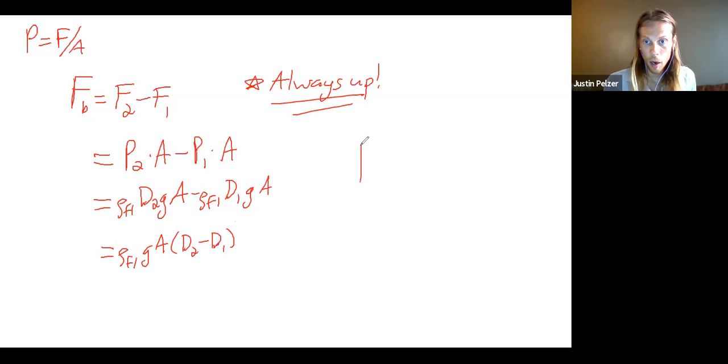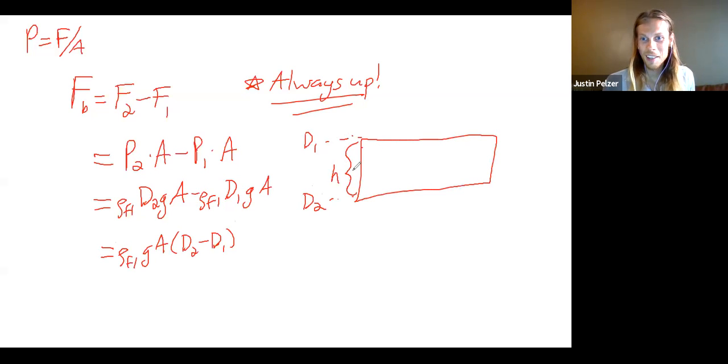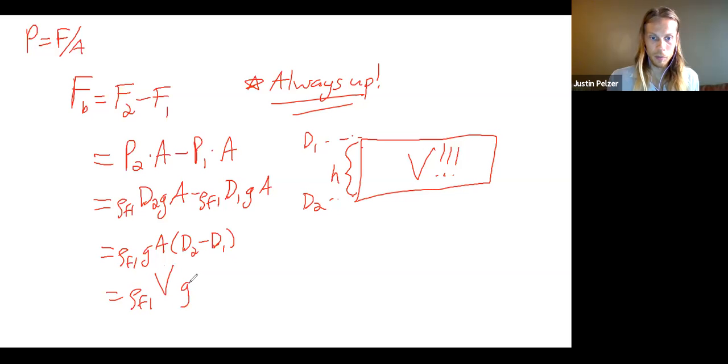And if we redraw our object, sorry for the coarse drawing, this is d1, this is d2. The difference between them, this is the aha moment, is the height. What's area times height, everybody? Volume. This is volume, so this is density of fluid times the volume of the object times G.